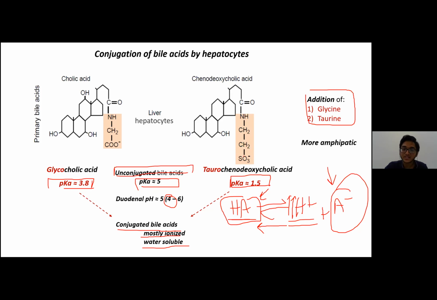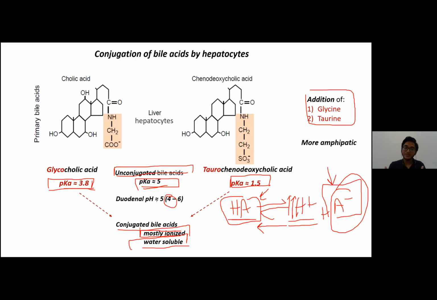I got a message, cholic acid has a higher pKa than glycocholic acid. Yes, essentially, yeah. So cholic acid would have a pKa of 5, which would make it unionized. Glycocholic acid, i.e. cholic acid plus glycine, has a pKa of 3.8, which is lower, which basically means you've got more of this form. If you have more of this form, that means it's ionized. If it's ionized, that means it's water soluble.